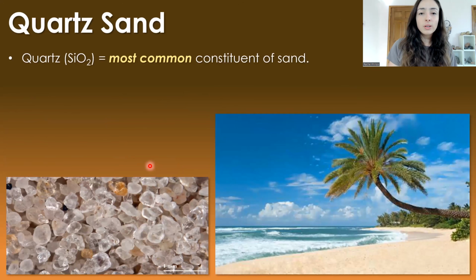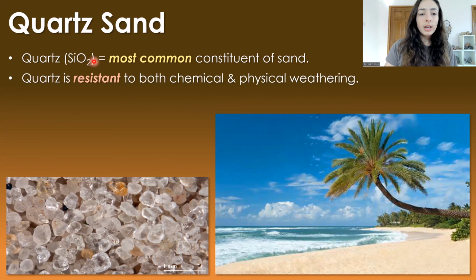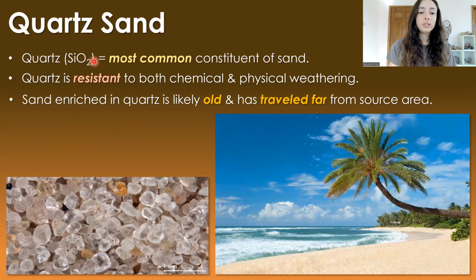First, we'll start with quartz sand. Quartz, again, I mentioned earlier, is the most common constituent of sand. It's just SiO2 or silicon dioxide, also called silica, and it's very common because it's resistant to both chemical and physical weathering. It not only is very chemically inert and hard to dissolve, but also it's very hard to physically break down because it's just hard. It's a hard mineral.